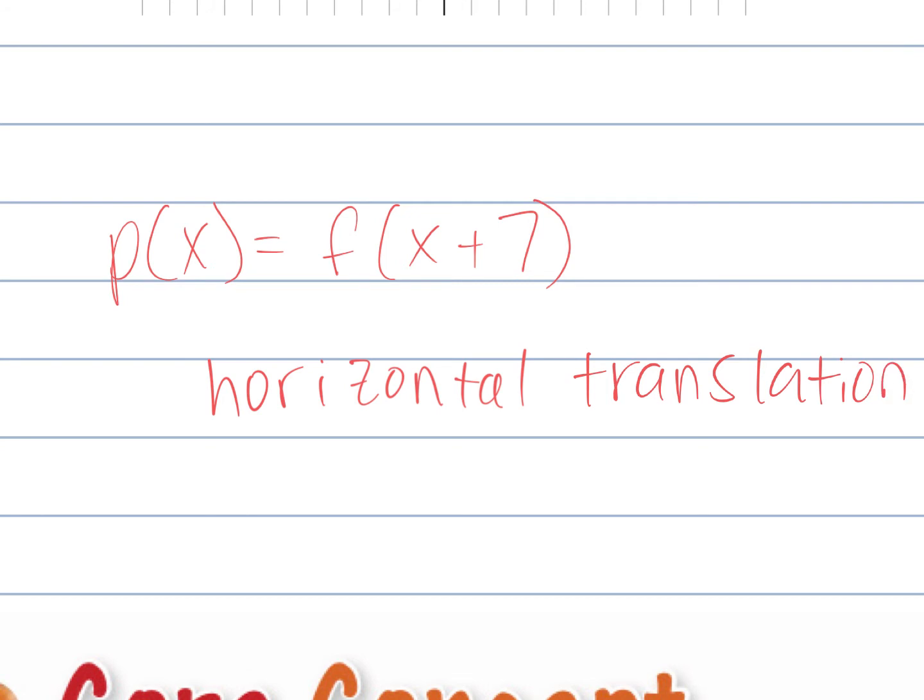Okay. What would my H value be? What kind of horizontal transformation is this? AJ? To the left, 7. H would need to be -7, so it's going to move to the left 7 units.